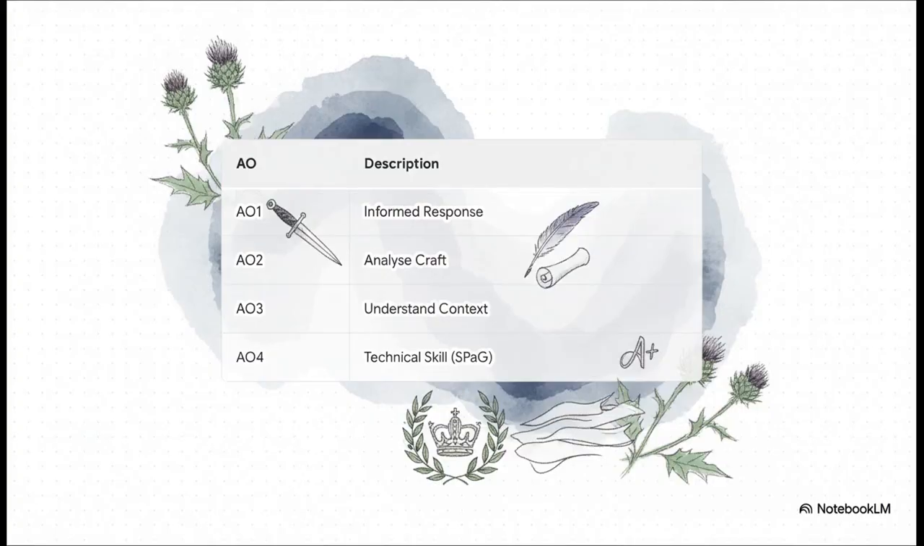So let's have a super quick recap. AO1 is your argument. AO2 is analyzing the language. AO3 is linking to context. And AO4 is your writing quality. Just think of this as the examiner's checklist. You want every paragraph you write to be ticking these boxes.